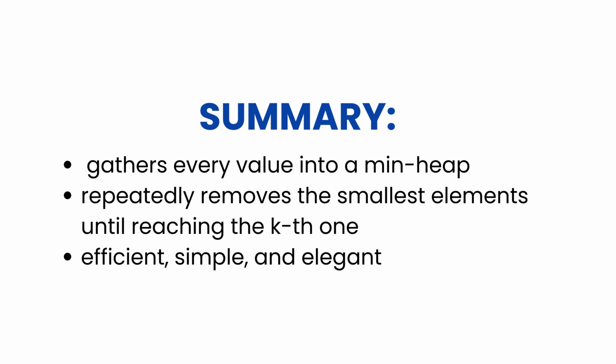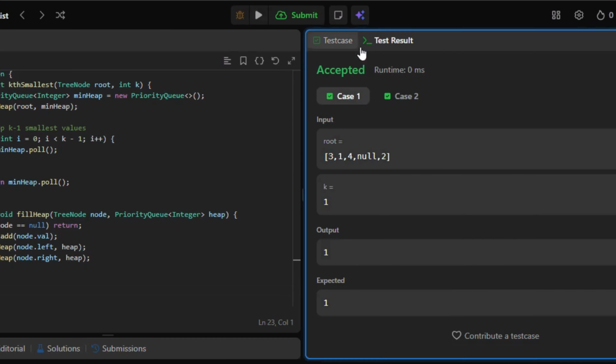And that's how this algorithm works. It first gathers every value into a min heap, then repeatedly removes the smallest elements until reaching the Kth. Efficient, simple, and elegant. Let's test our function with this BST. We want the third smallest element in the tree.